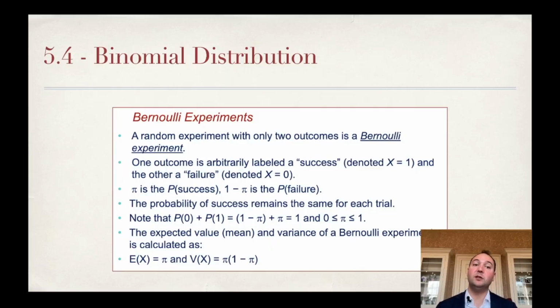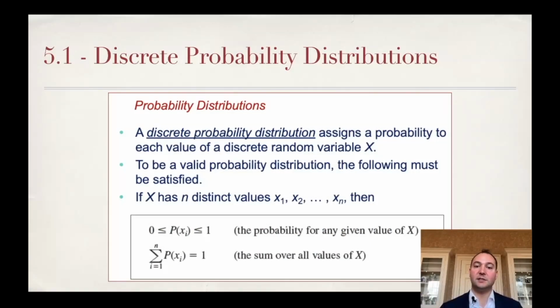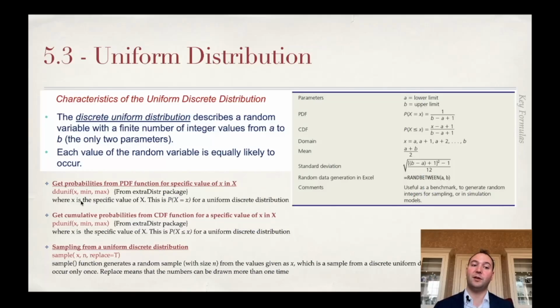So every time we do the experiment, the success, the probability of to be valid, it must follow this. What? To get cumulative. Thank you. All right, one of those will work.